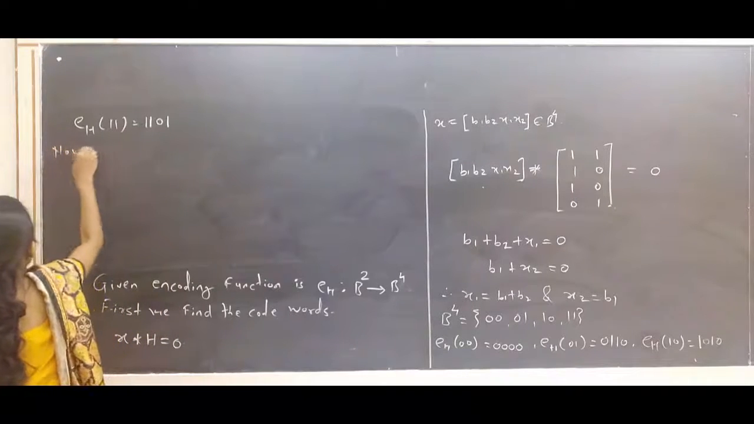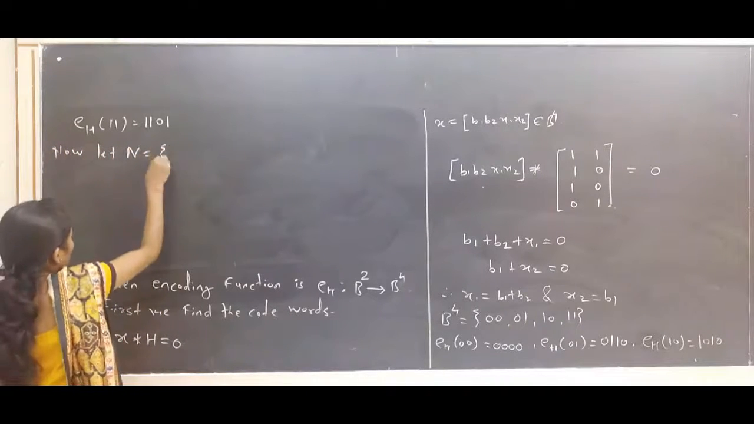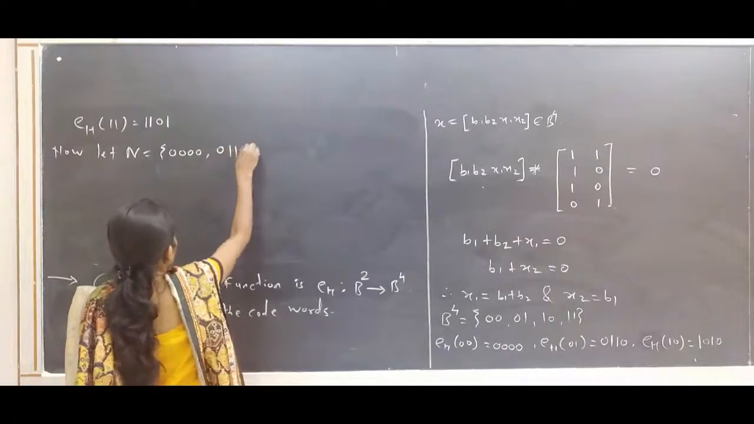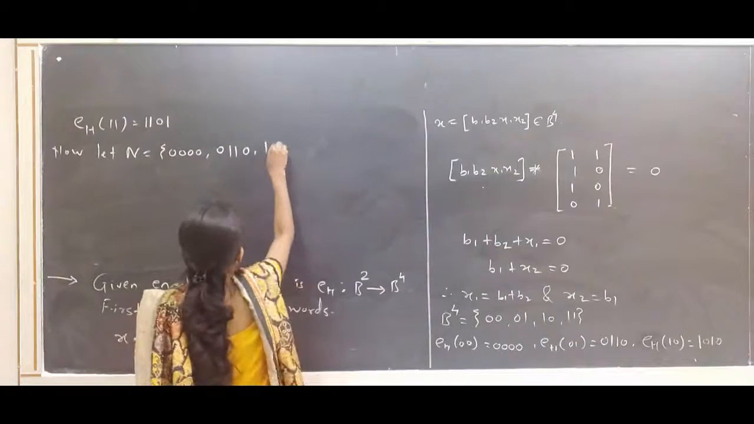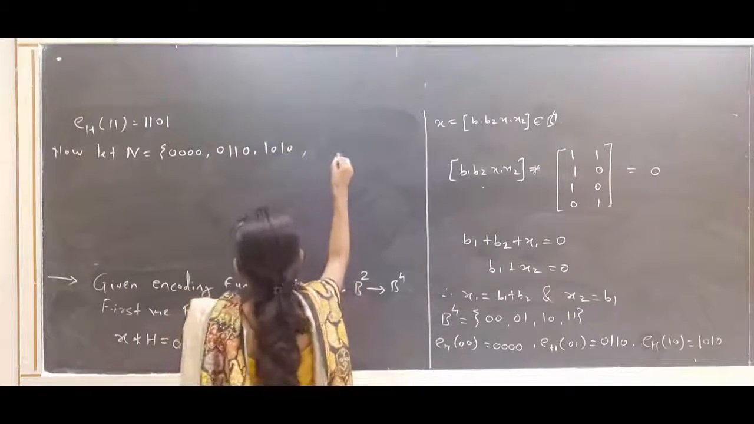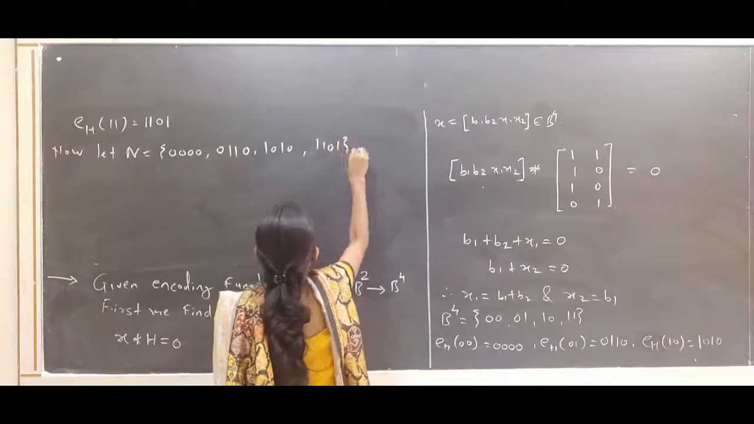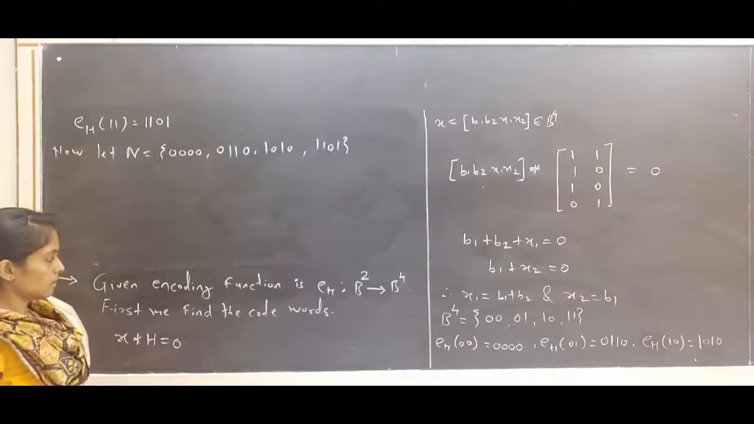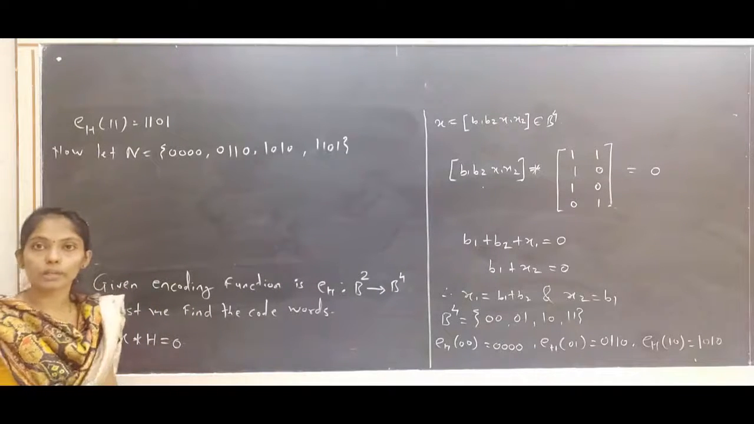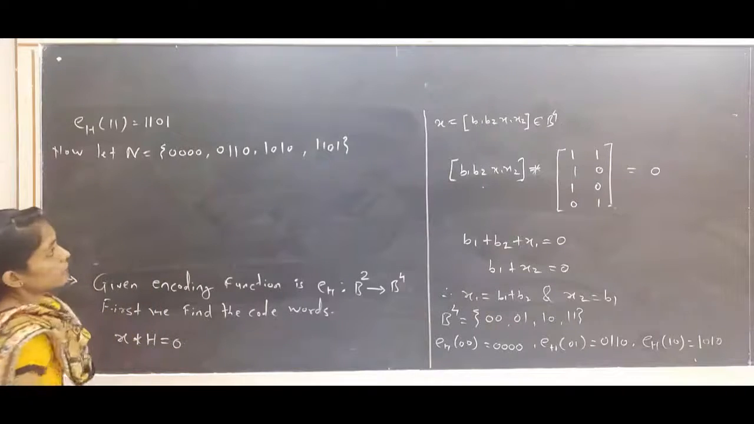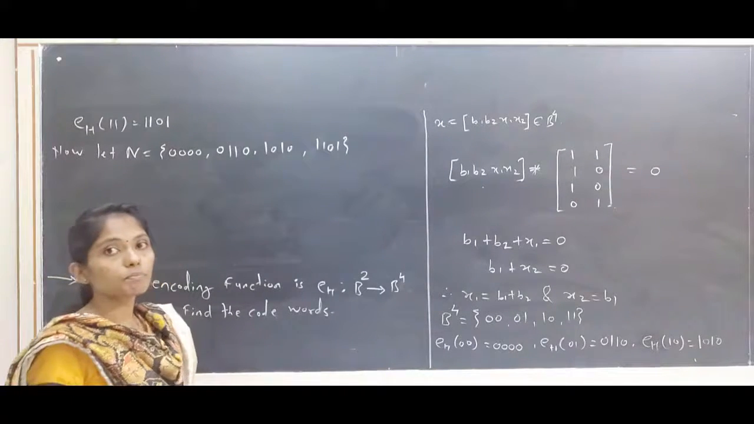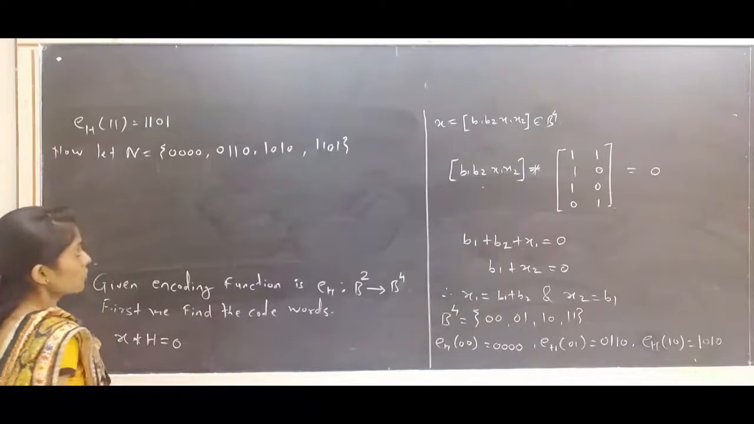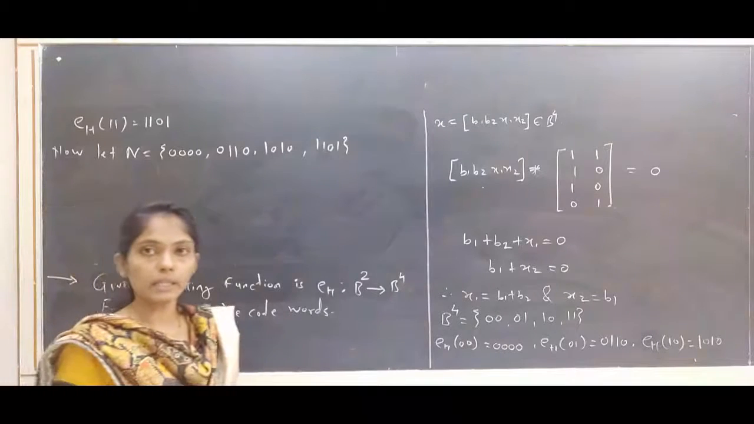Now we take the set of these code words. So let N equal 0000, then 0110, then 1010, and after that 1101. So this set contains the code words. Okay, now this set is a subgroup of B^4, right? Now here we want to construct a decoding table.